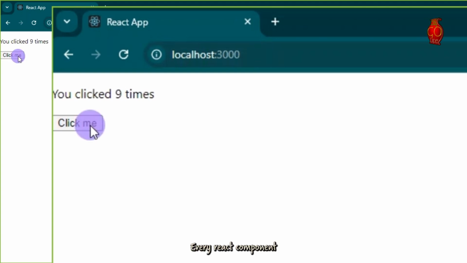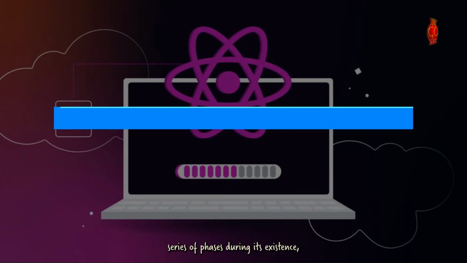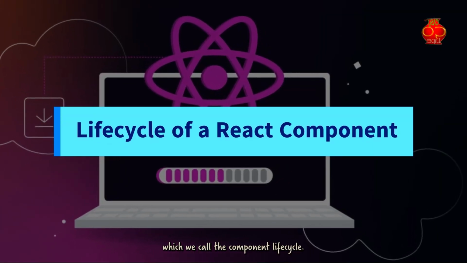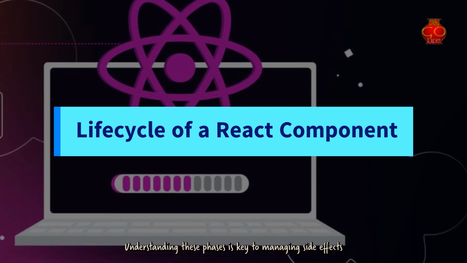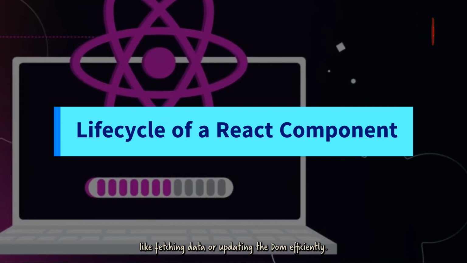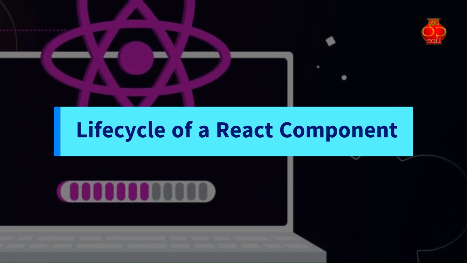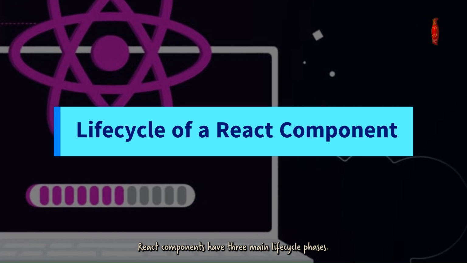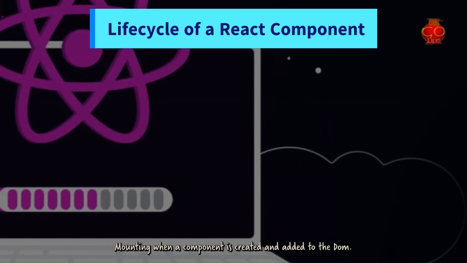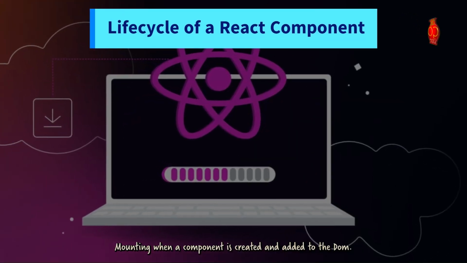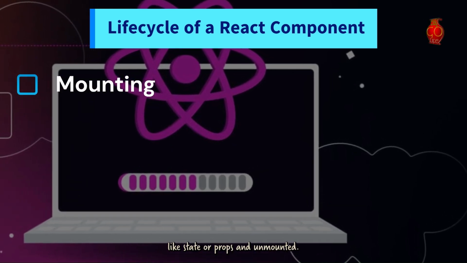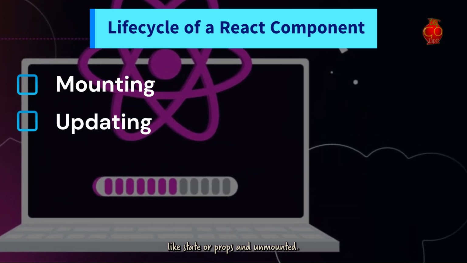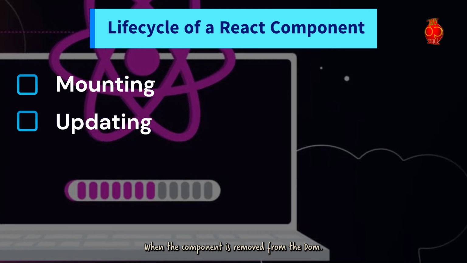Every React component goes through a series of phases during its existence, which we call the component lifecycle. Understanding these phases is key to managing side effects, like fetching data or updating the DOM efficiently. React components have 3 main lifecycle phases: mounting, when the component is created and added to the DOM; updating, when something changes in the component, like state or props; and unmounting, when the component is removed from the DOM.